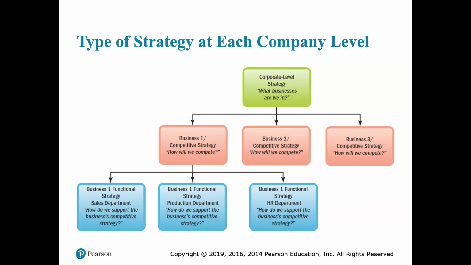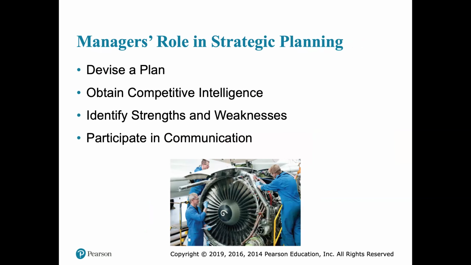The production department would determine, how do we support the business's competitive strategy? How do we make more products now, because we're planning on selling more? And for HR, how do we support the business's competitive strategy? Do we need to hire more people? How many people do we need to hire? How much more training do we provide? And so forth. So let's talk about managers' roles in strategic planning.